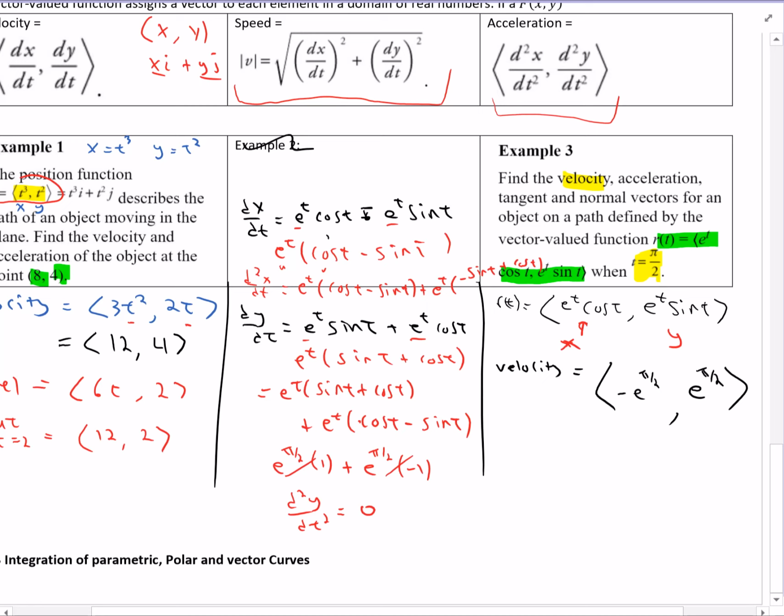For the x coordinate, now we're plugging into this one. If you plug in pi over 2, you're going to get e to the pi over 2 times 0 minus 1, plus e to the pi over 2 times sine of pi over 2, which is negative 1 plus 0. So this is going to give us negative 2 e to the pi over 2. This is the second derivative of the x piece.